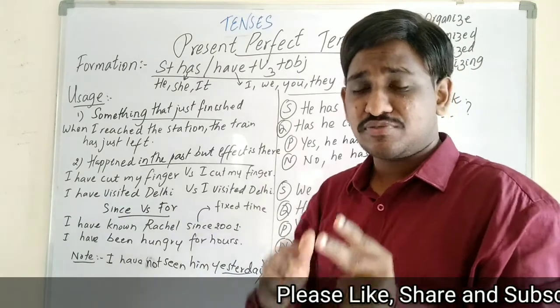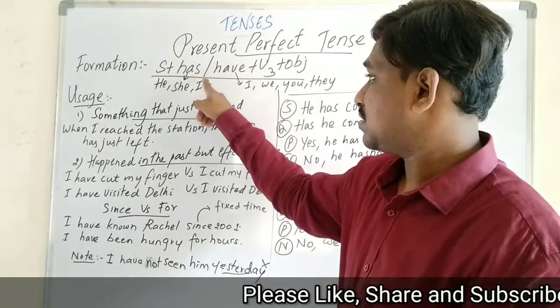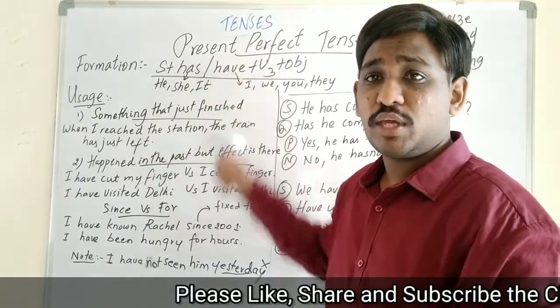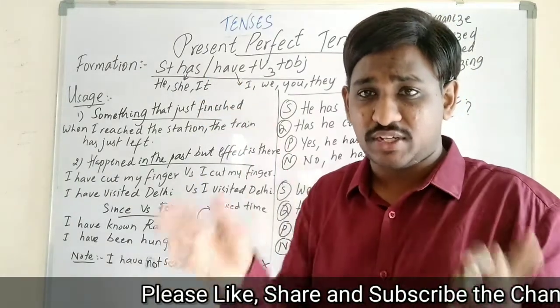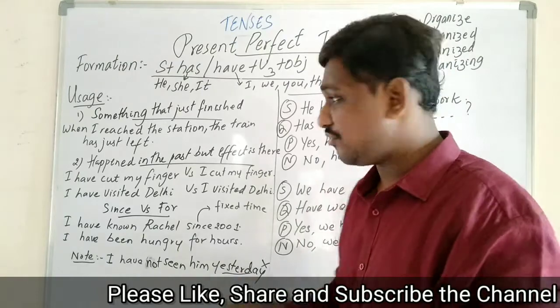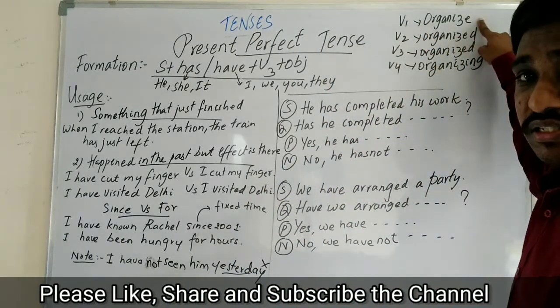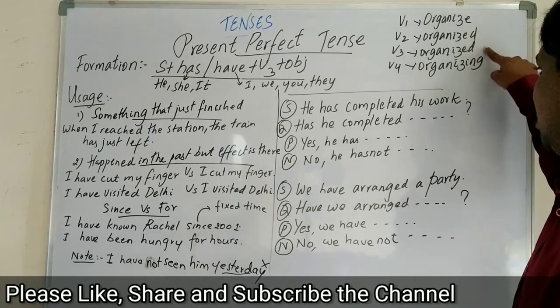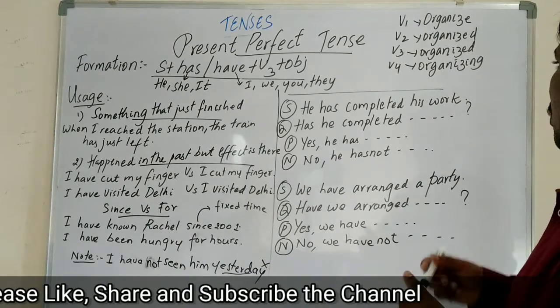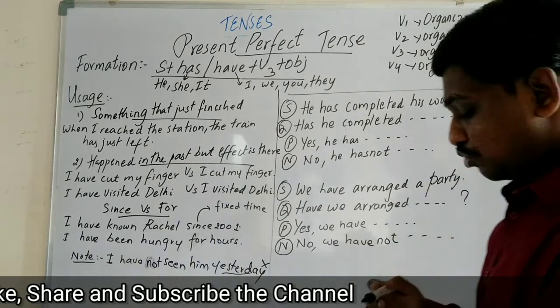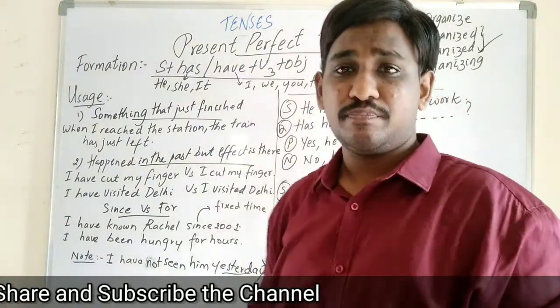Present perfect tense formation is subject plus has or have plus V3. In all the perfect tenses, V3 will be there, verb form 3. If we take V1, V2, V3, V4: organize, organized, organized and organizing. So organized is V3. In regular verb forms, V2 and V3 are similar.